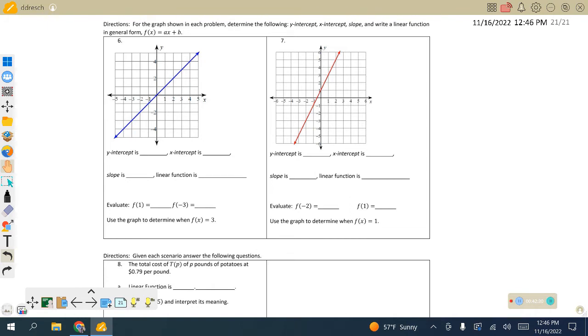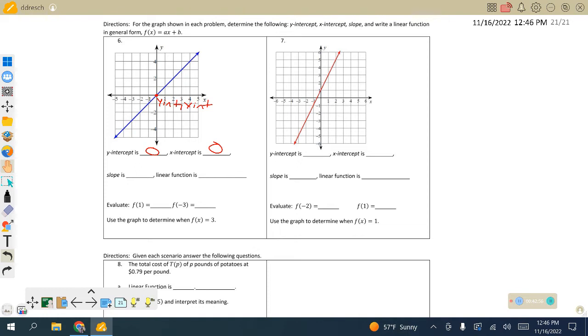So, where is the y-intercept located? It's right here at the origin. The y-intercept is at 0. Where is the x-intercept located? And this is the one time, and we've seen it before, that the origin is both the x-intercept and the y-intercept. Now, what's the slope?